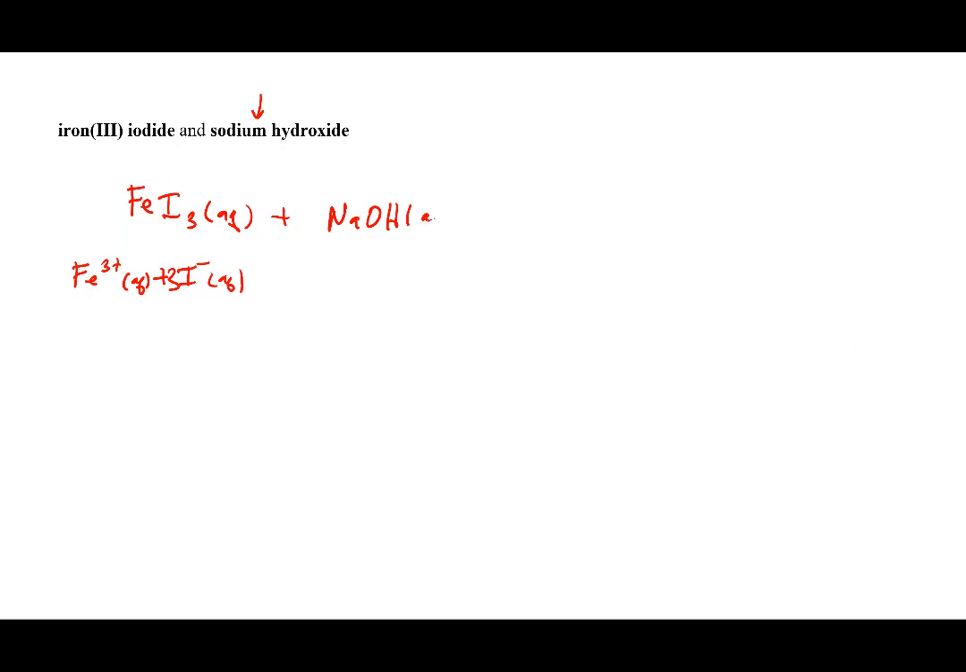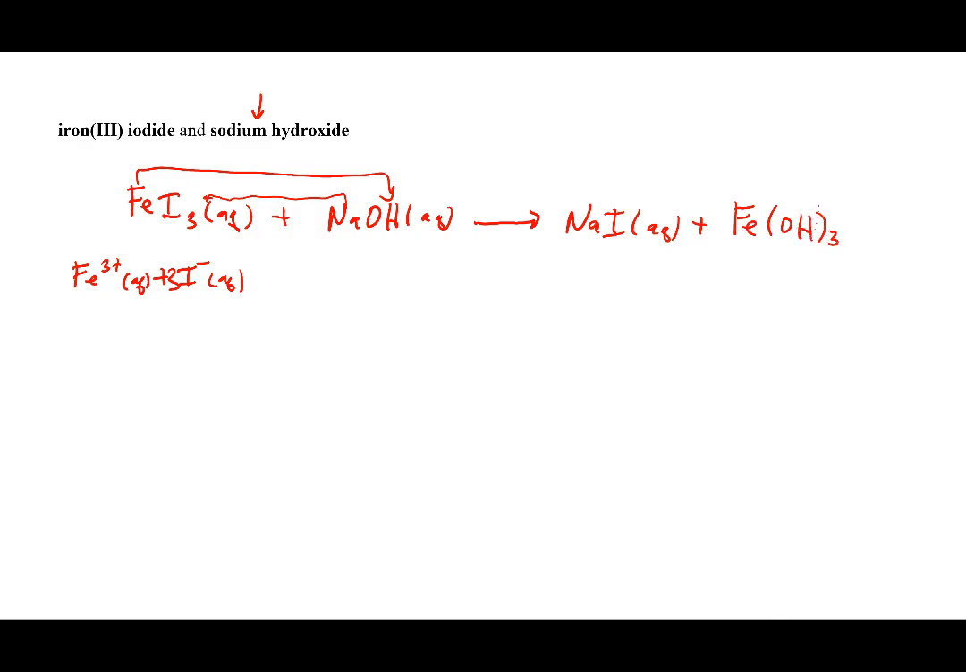That's aqueous. Those are going to react. The iron is going to end up with the hydroxide. The sodium is going to end up with the iodide. So we make sodium iodide. That is a soluble salt because sodium salts are soluble. Iodide salts are normally soluble. We're going to make iron 3 hydroxide. So it's Fe(OH)3. Remember, the OH goes in parentheses, the whole OH.